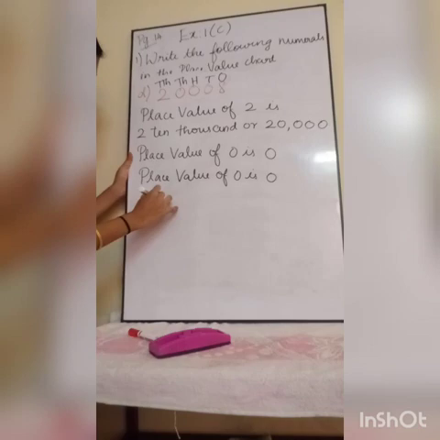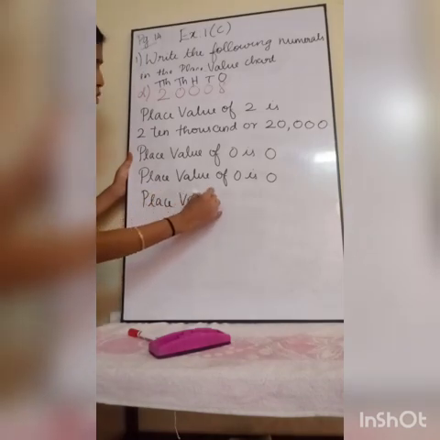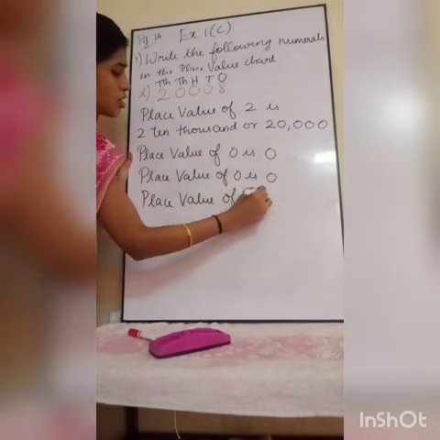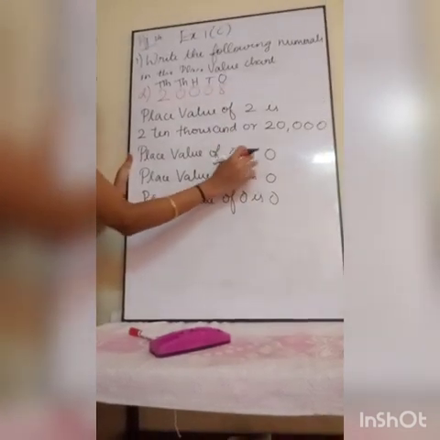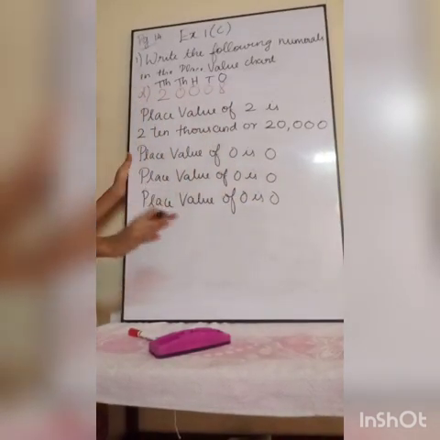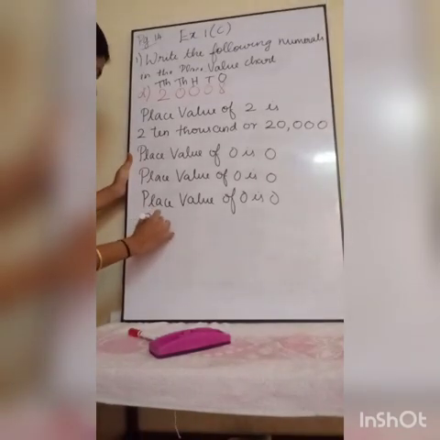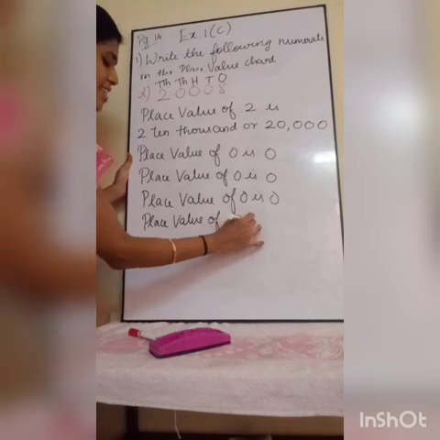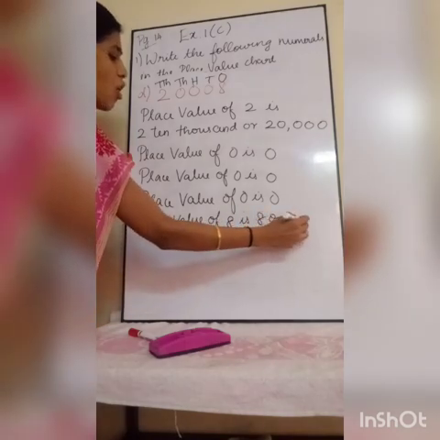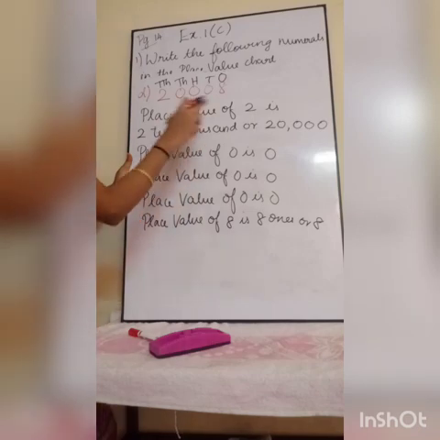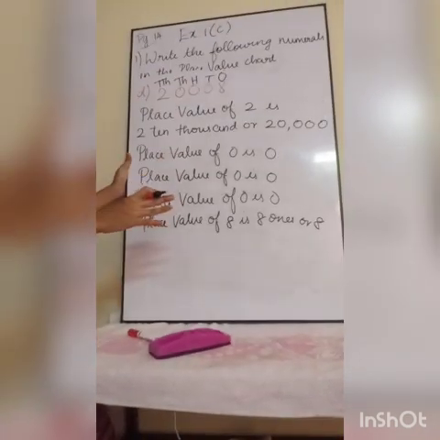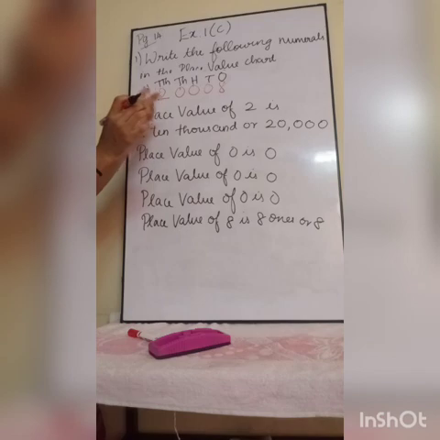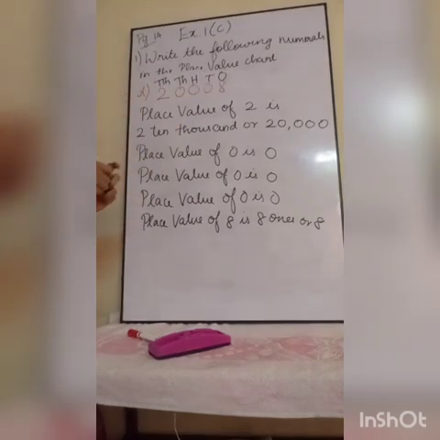Next, place value of 0 is 0, because here 3 zeros are there, that's why I am writing 3 times. You should also write it 3 times. Next, place value of 8 is 8 ones or 8. Understood? This is the place value for each and every digit. Without leaving any digit, you have to write the place values. And your E and F questions are your homework.